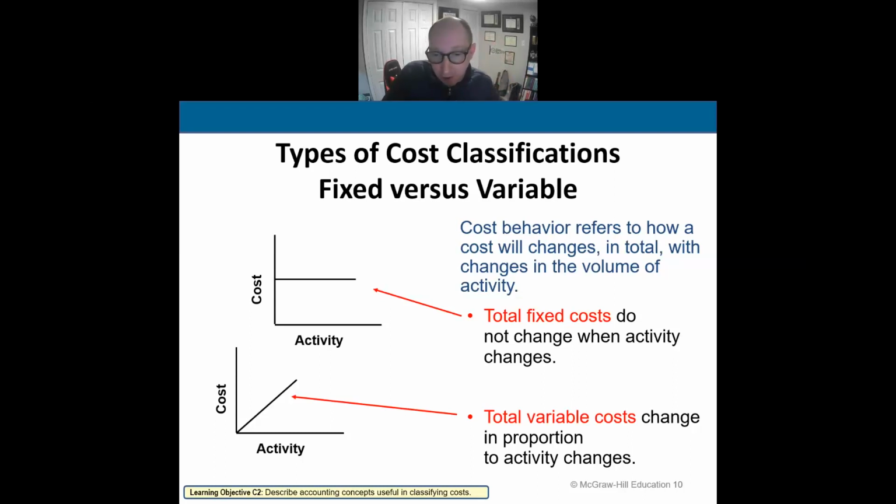The other classification of cost is called a variable cost. These change with the level of activity. When you hear me say level of activity, I'm talking about the activity within the business. Like, I'm selling more, I'm producing more, or I'm producing less, or I'm selling less. That's the level of activity, the volume of activity. I'm selling more, I'm selling less, I'm making more, I'm making less.